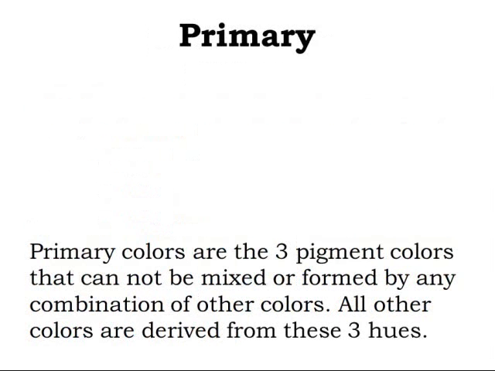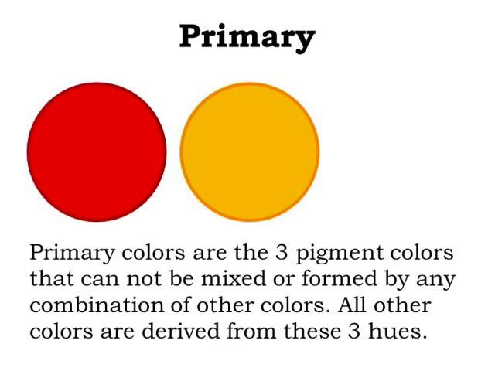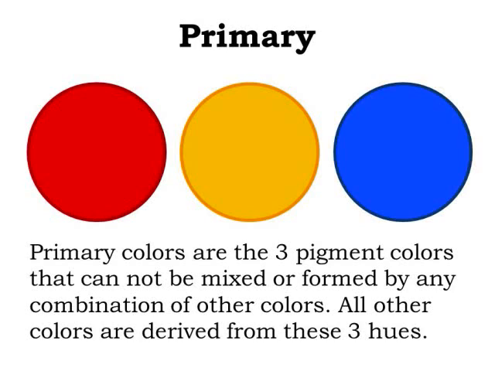The first set of colors we will be looking at are primary colors. These are three pigment colors that cannot be mixed or formed by any combination of the other colors. All other colors are derived from these three hues, hence the reason they are called primary colors. Can you list the three primary colors? These three colors are red, yellow, and blue.